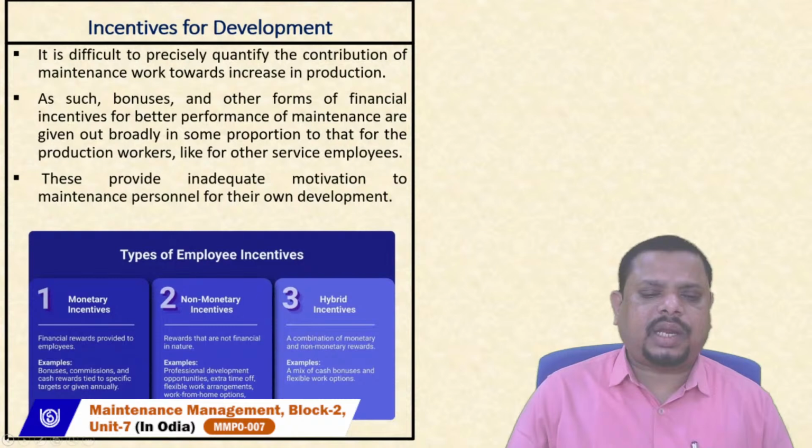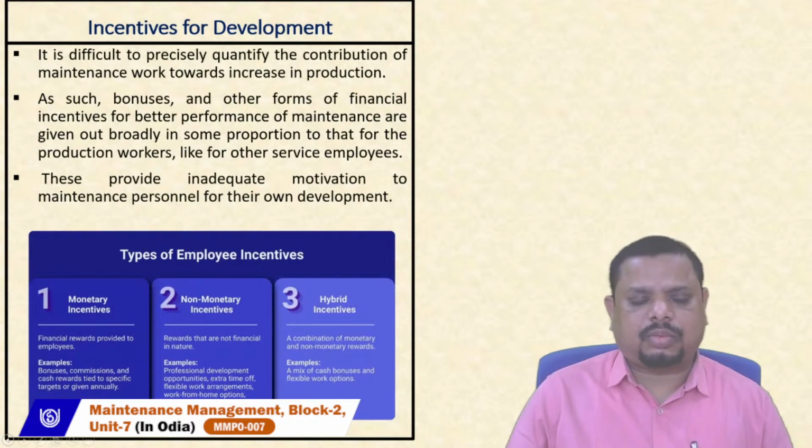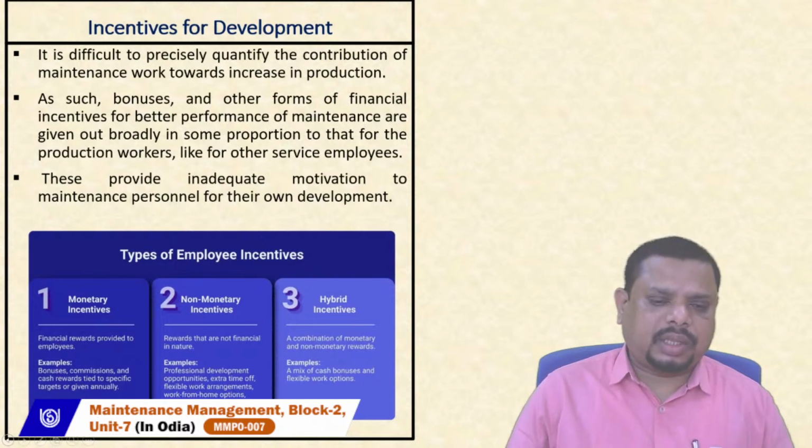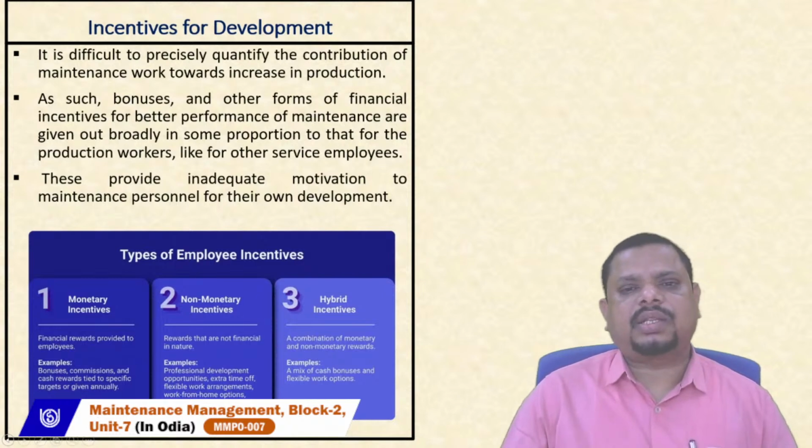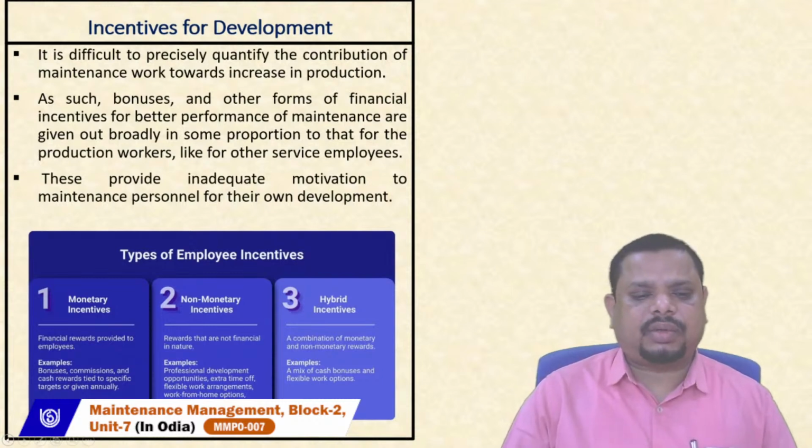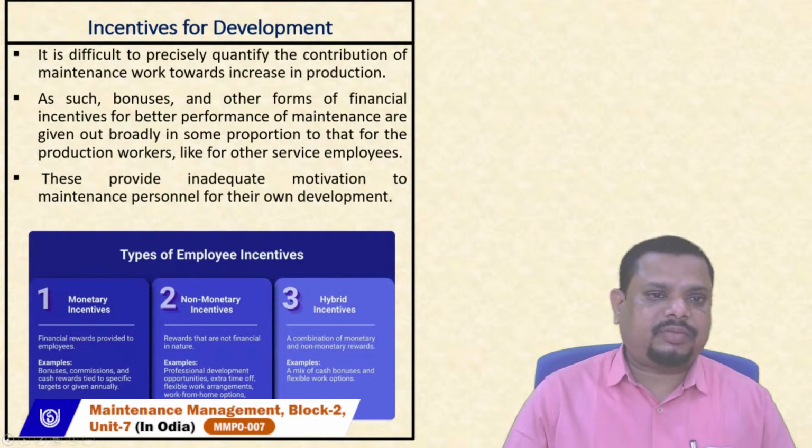Similarly, if you go to an organization like Netflix, they have zero leave policies. Throughout the 365 days, you are engaged in work from home options to provide better content at Netflix. The third one is hybrid incentives, a combination of monetary and non-monetary rewards. For example, a mix of cash bonuses and flexible work hours is given. These incentives for development provide adequate motivation for the maintenance personnel for their own development.